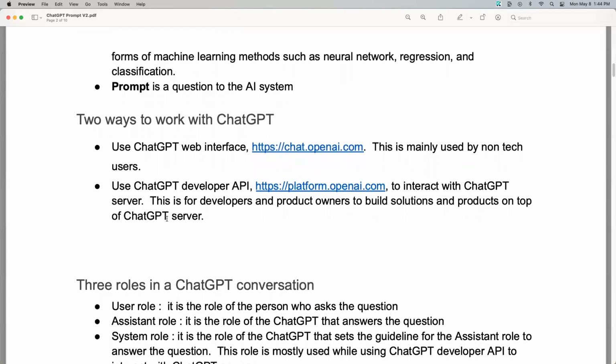And the other way to work with ChatGPT is using developer API. You can also create an account and then get the API key. From there, you can write a program to interact with the ChatGPT server. This is mainly for developers and product owners to build solutions and products on top of the ChatGPT server.